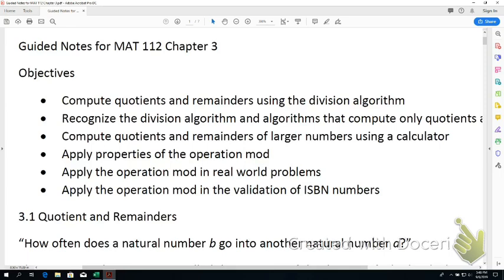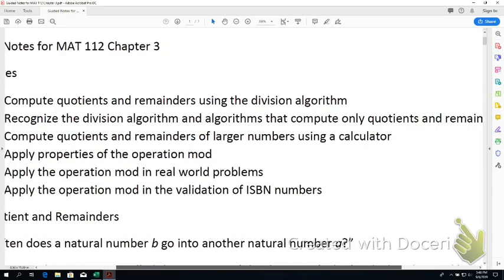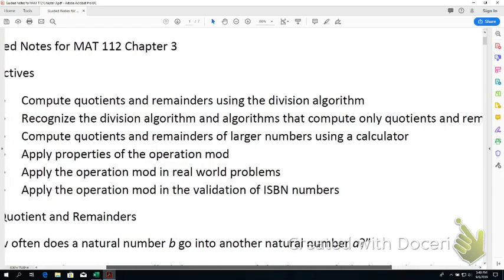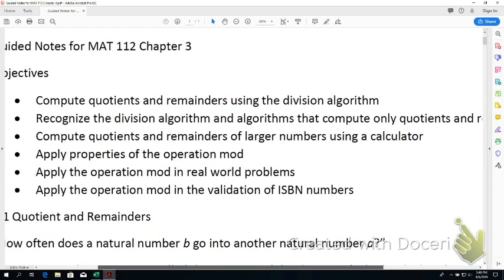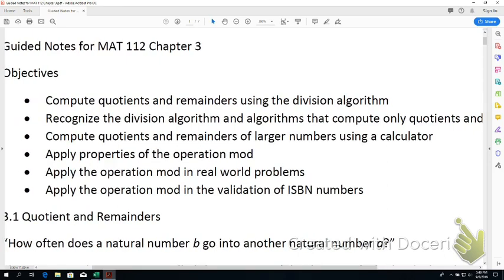Compute quotients and remainders using the division algorithm, recognize the division algorithm and algorithms that compute only quotients and remainders, compute quotients and remainders of large numbers using a calculator, apply properties of the operation mod, apply the operation mod in real-world problems, and then apply the operation mod in the validation of ISBN numbers.